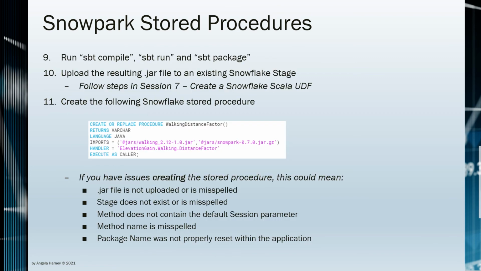Create and upload a jar file to a pre-existing Snowflake stage. Following instructions in Session 7, Create a Snowflake Scala UDF, for compiling and uploading a jar file. Then create the Snowflake Stored Procedure shown here, replacing the name of your stages and application jar file name.